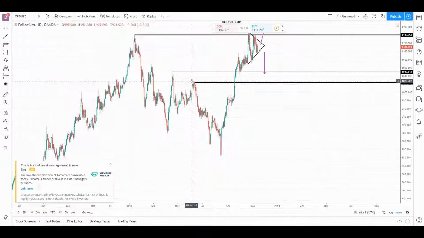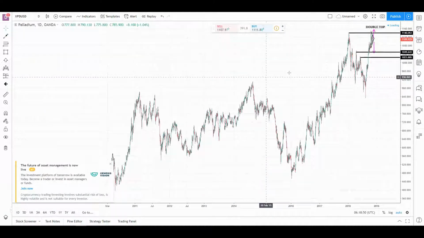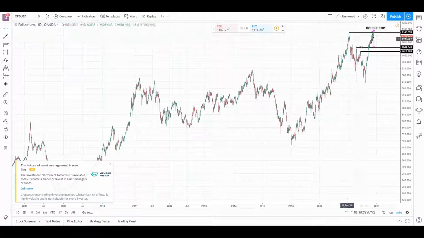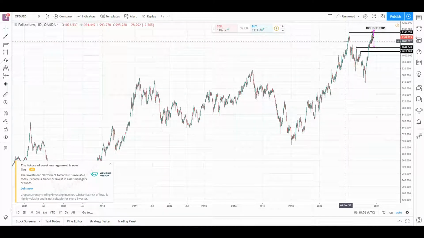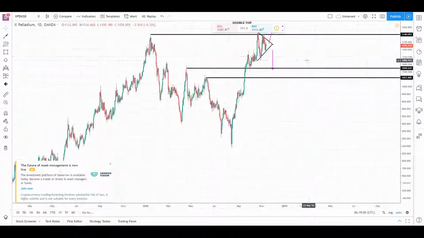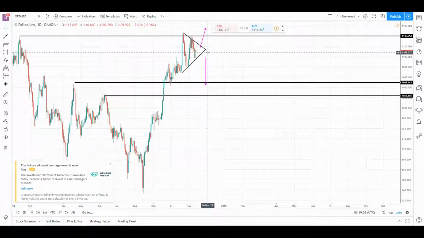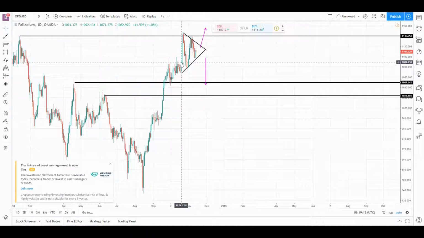Why am I saying higher chances of a down move? Because if you zoom out, you can see that we're at an all-time high of palladium, an all-time high, and we have good chances of going down. If I had much higher trading capital, I'd be looking to short this.